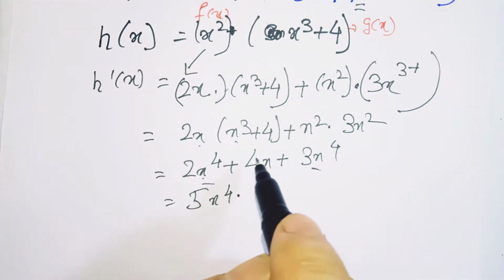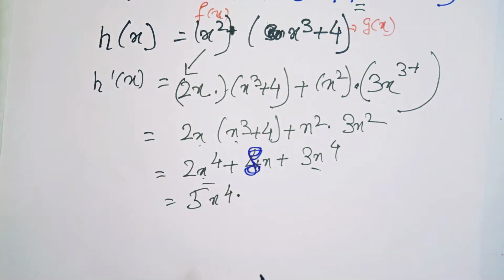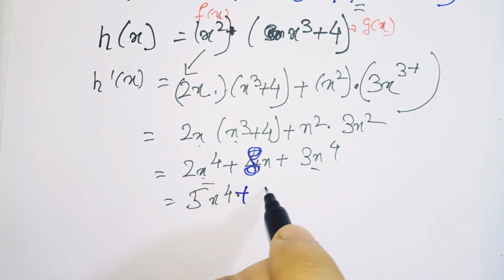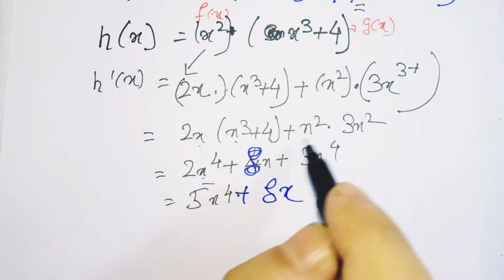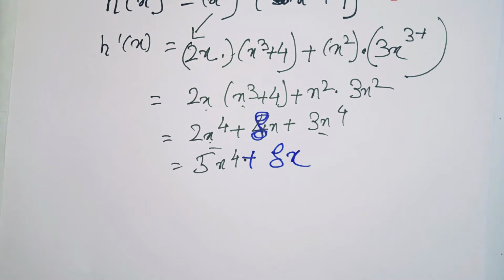Right, I think I've made a mistake. This would be 8x, right? So let us make things clearer. So it would be 5x plus 4, this 2 plus 8x. Sorry for this. This would be 8x, right? So that is how simple it is. Yeah, that is the way in which we find the product rule.